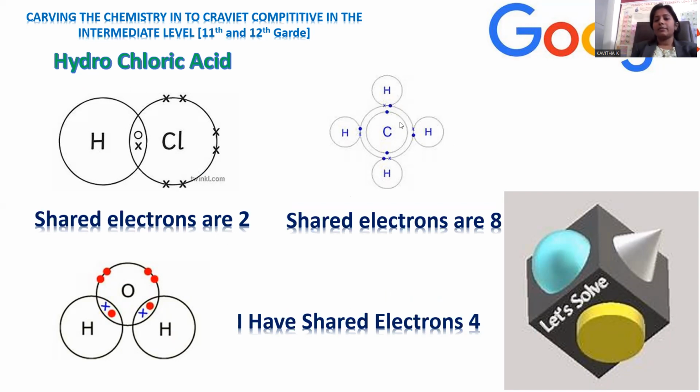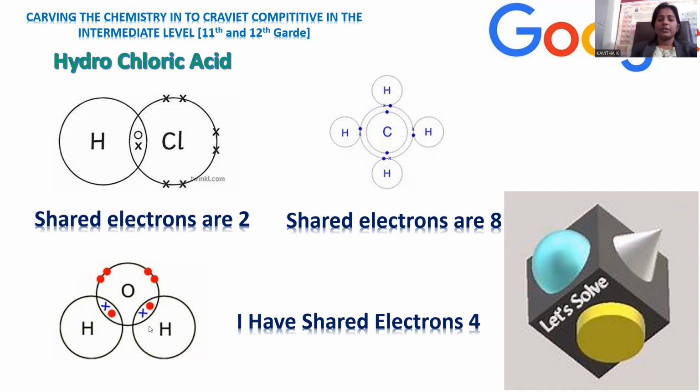In case of methane, methane is a tetrahedral molecule. Each carbon is contributing one electron, each hydrogen contributing one electron. So the total possible electrons are 2 plus 2 plus 2 plus 2. Total 8 electrons are shared among carbon and hydrogen of methane. So 8 electrons shared. In case of the water molecule, you can see it is a bent molecule.